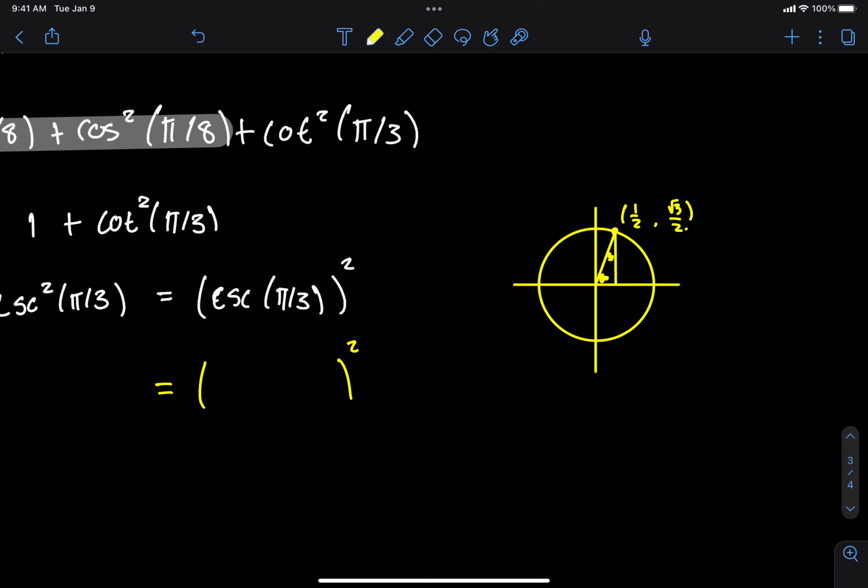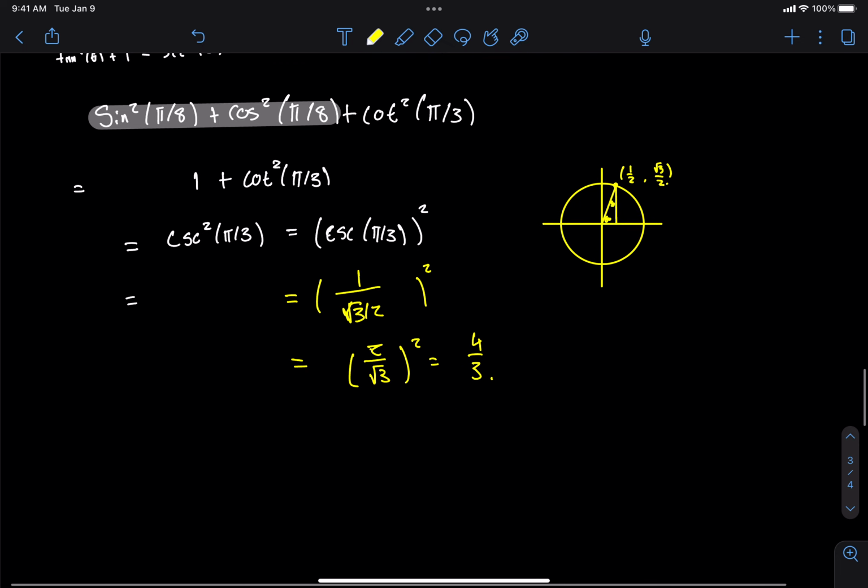1 over y. Okay, so we take 1 over... what am I doing? 1 over 1/2, which is 2. And then we square it, and we get... am I doing something wrong? It's square root of 3 over 2. Oh, yeah, okay, sorry. Thank you. I was like, this doesn't seem right for some reason. Okay, so it's 1 over the square root of 3 over 2, squared, which is 2 over the square root of 3, squared, which is 4 thirds. Now I did it right. Sweet. That wasn't that bad.